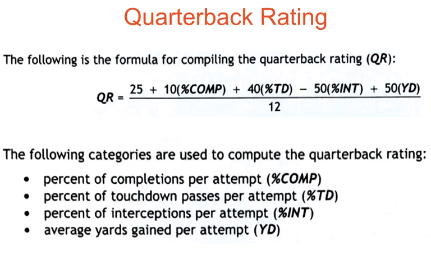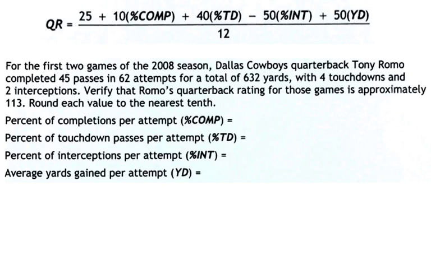It should be pretty obvious that the attempted passes are important in every variable. So I'm going to walk through one and then do a second one without talking through it, similar to what we've done. So here we have the formula, and then we said with the first 2 games of the 2008 season, Dallas Cowboys quarterback Tony Romo completed 45 passes in 62 attempts. Remember, attempts is important. For a total of 632 yards with 4 touchdowns, 2 interceptions.